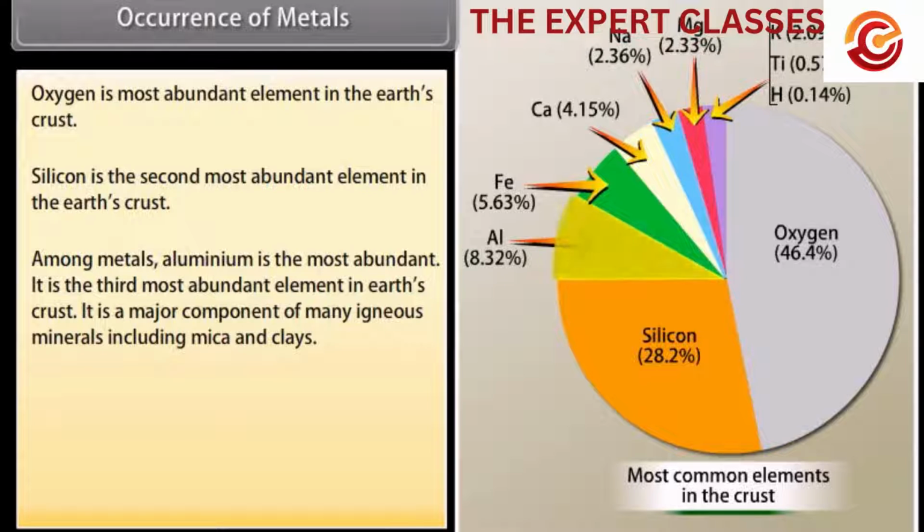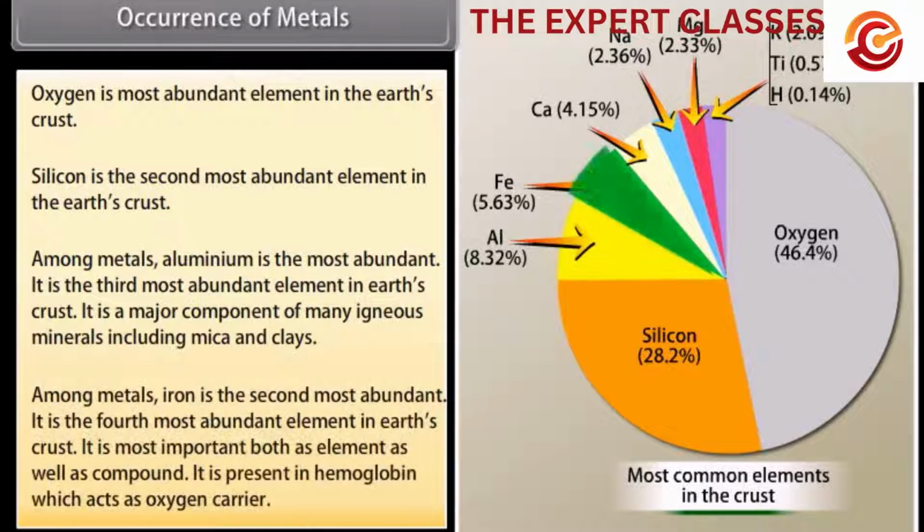Many gemstones are impure forms of Al2O3, and the impurities range from chromium to copper. Among metals, iron is the second most abundant. It is the fourth most abundant element in Earth's crust. It is most important both as an element as well as compound. It is present in hemoglobin, which acts as oxygen carrier.